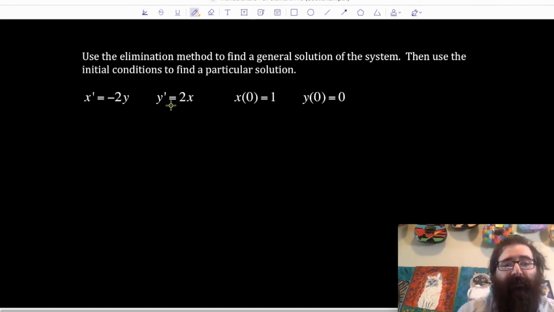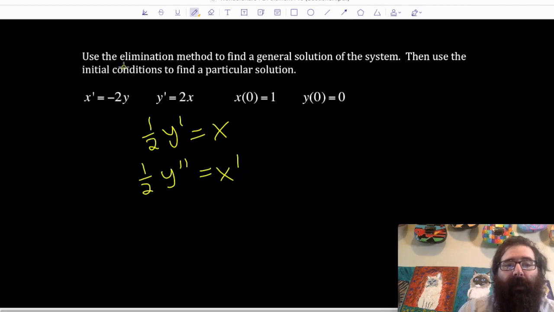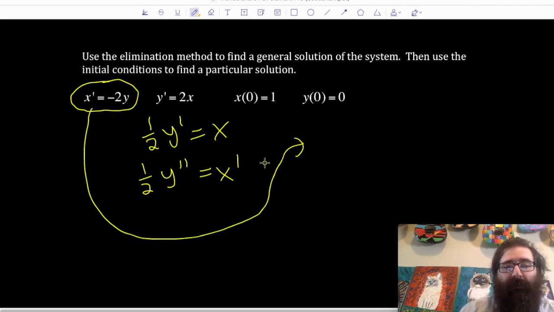So for example, if I'd like to, here what I could do is I could solve the second equation for x. So that means I'd have to multiply both sides by 1/2. So we'd say 1/2 y prime is equal to x. And if I differentiate both sides, without really thinking too much about it, 1/2 y double prime is equal to x prime. I can now go into this first equation, and I can substitute x prime. So we'll say, well, how is that going to look? Well, instead of x prime, I can write 1/2 y double prime equals negative 2y.